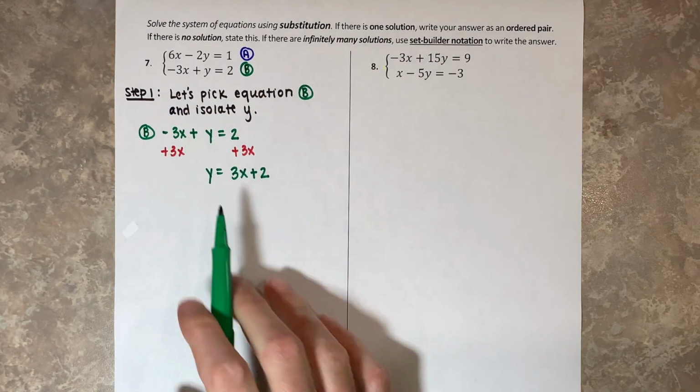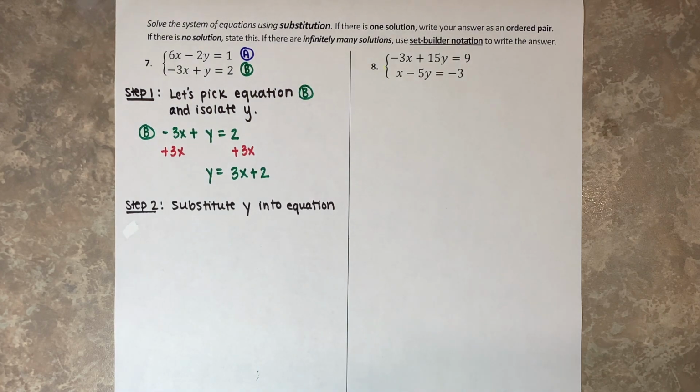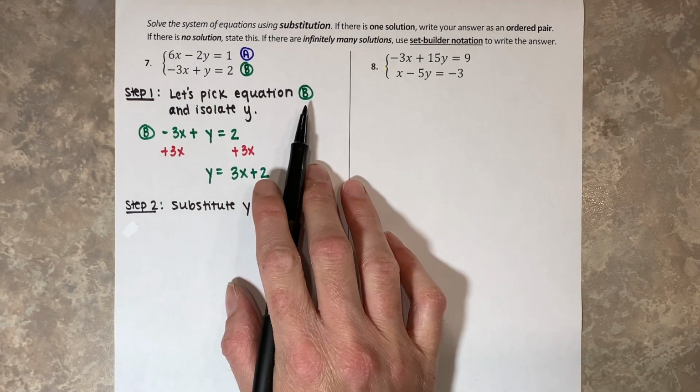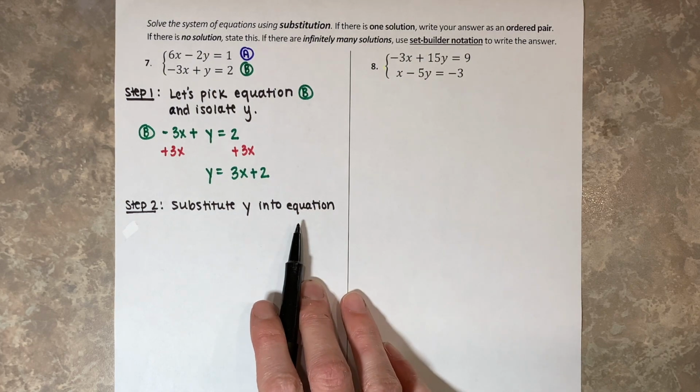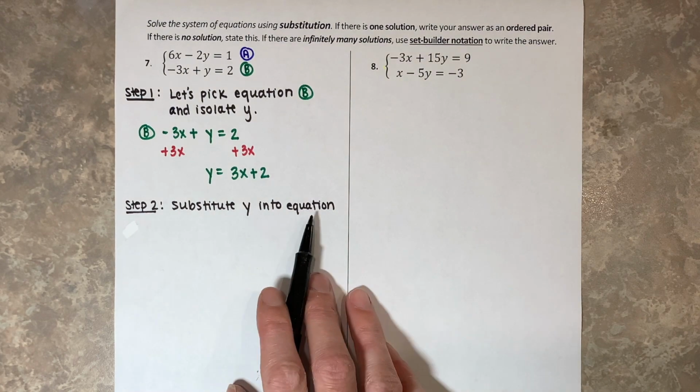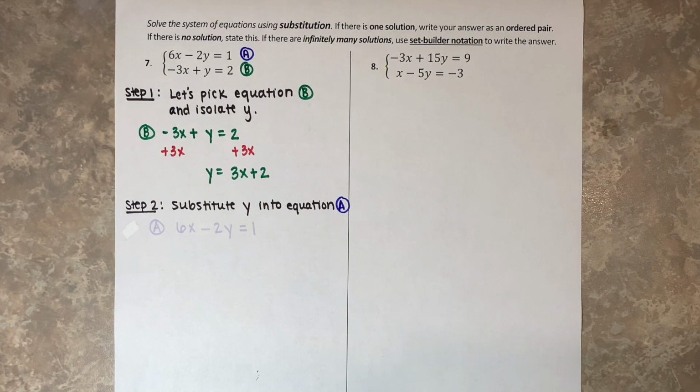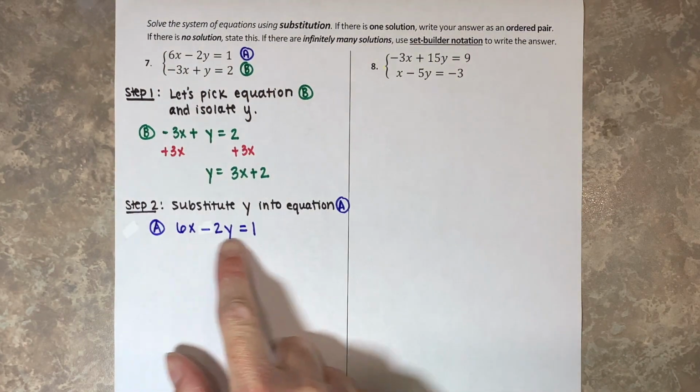And now we've successfully isolated y. Now, in step 1, we used equation b, so in step 2, we want to use the other equation. So we're going to substitute y into equation a. So I've started by copying down equation a.